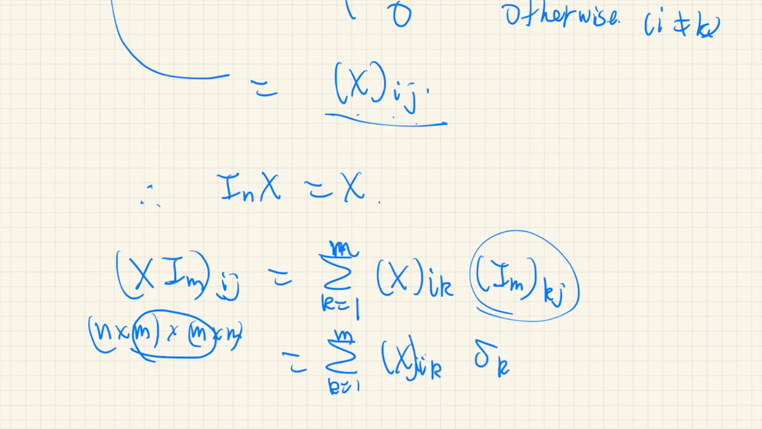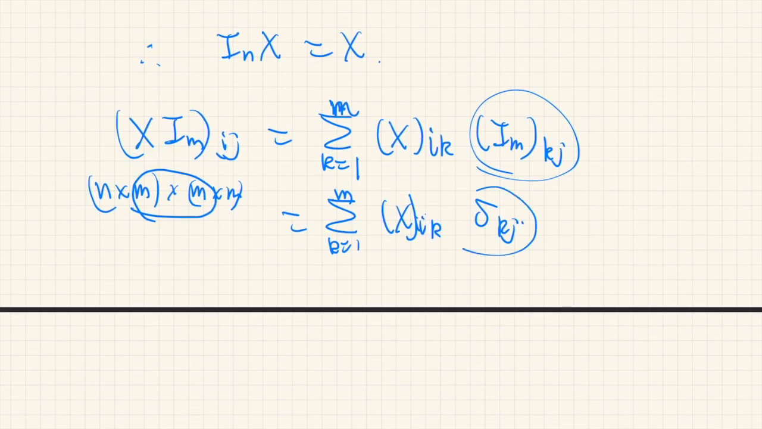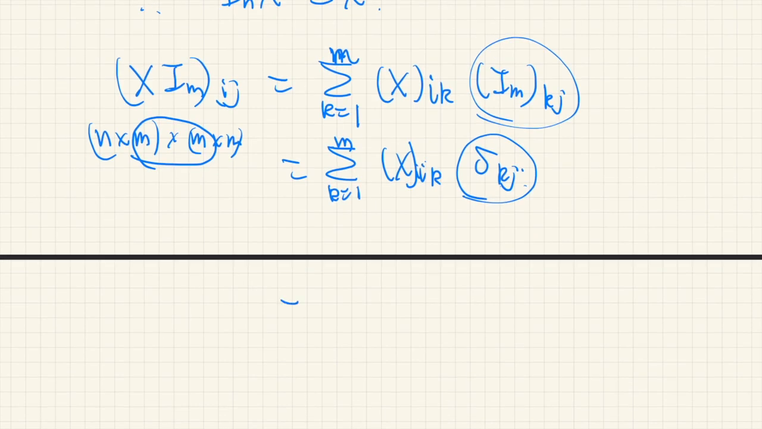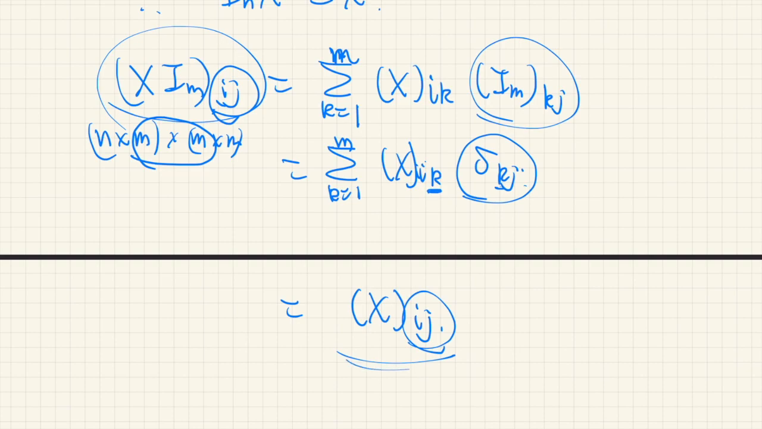K and delta kj. Again, this is always equal to 0, except when k is equal to j. Okay? k runs from 1 to m, and one of them is equal to j, right? So this is equal to xi. So when k is equal to j, it has value. Otherwise, everything disappears. So for any pair i and j, we have this equality. Therefore, the matrix product x times im is equal to x. And we are done.